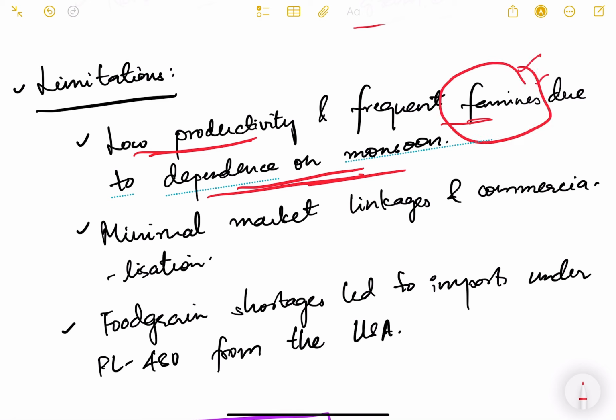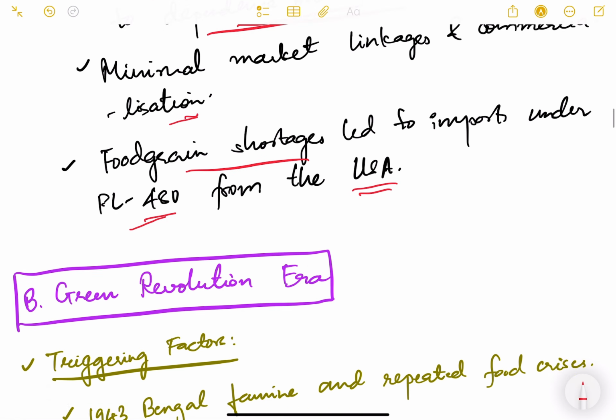Minimal market linkages and commercialization. Food grain shortages led to imports under the PL 480 from the USA. So PL 480 was basically a scheme of the United States government whereby it used to give food supplies to the country where food shortages were faced. So this was the time before Green Revolution, initial years after our independence.